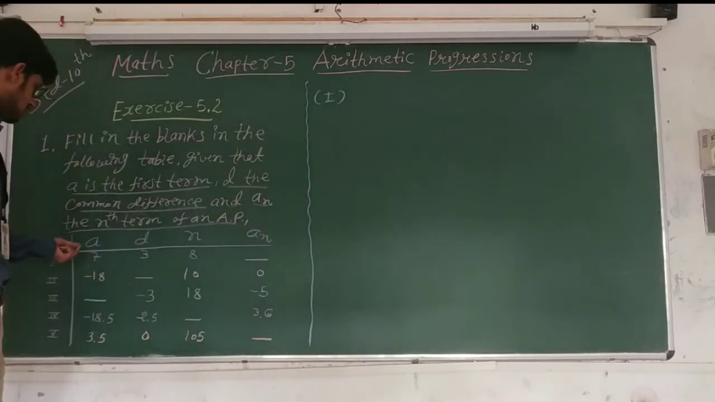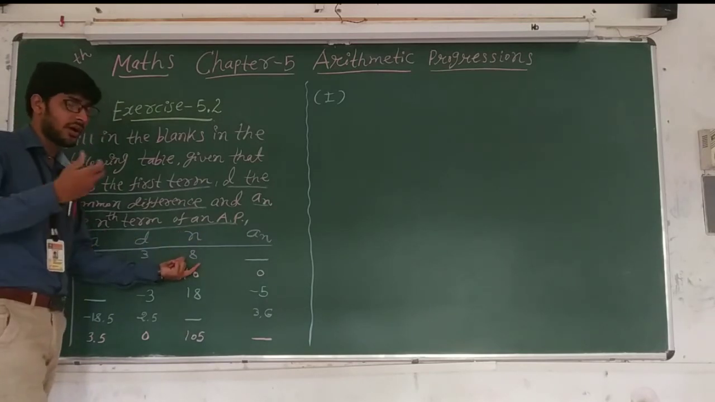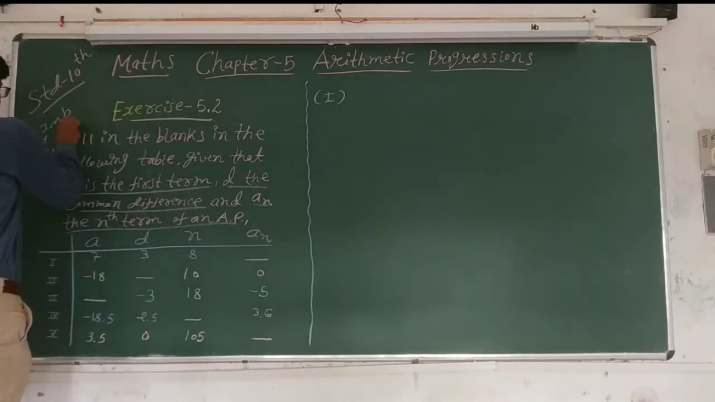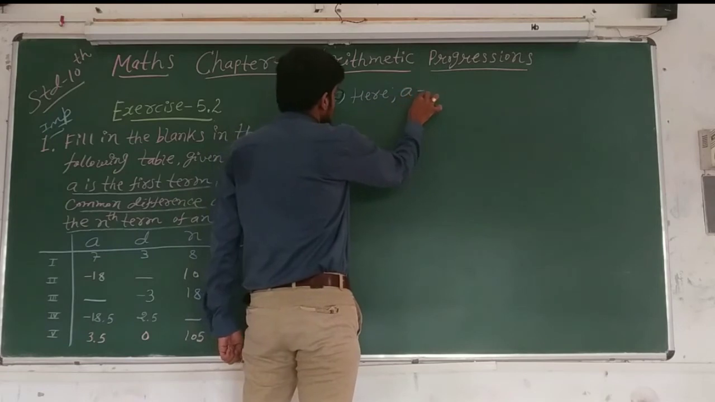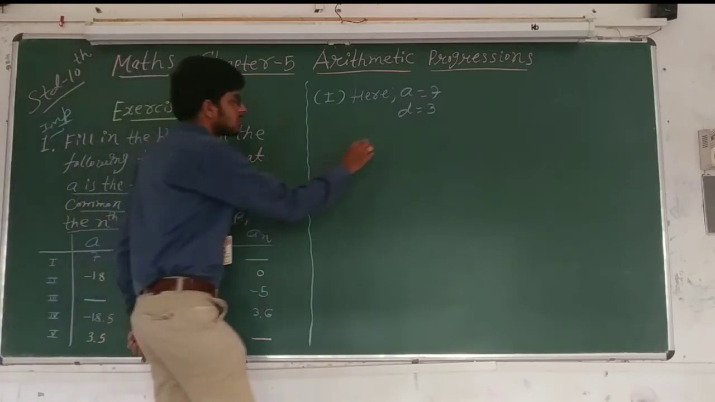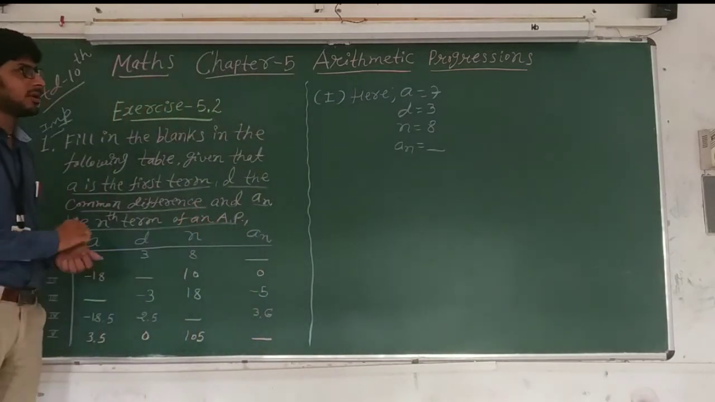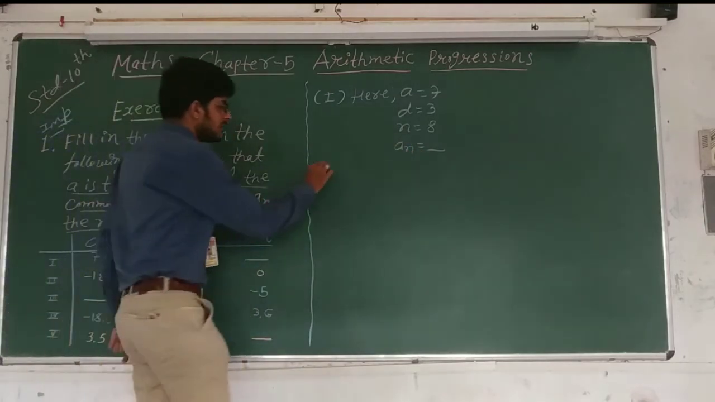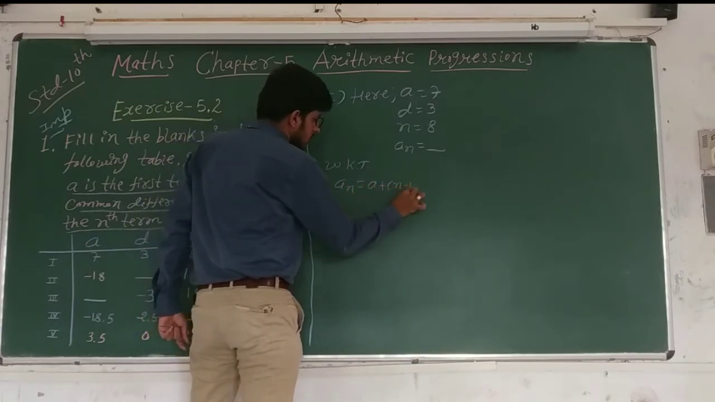In the first question, the value of a is 7, the value of d is 3, the value of n is 8, and we have to find out the nth term of the arithmetic progression. It is a very important question. So we have to write out first here: a is equal to 7, d is equal to 3, n is equal to 8, and we have to find out the nth term of an arithmetic progression. Okay. So, first of all, what is the formula for finding the nth term? Okay, we know that a_n is equal to a plus n minus 1 into d.